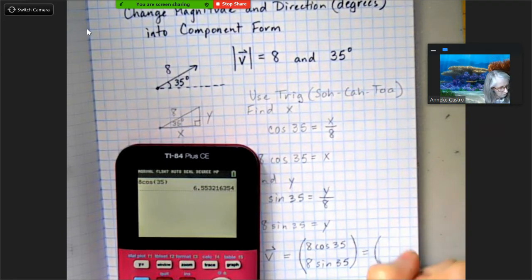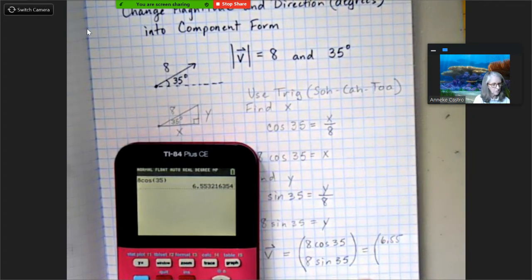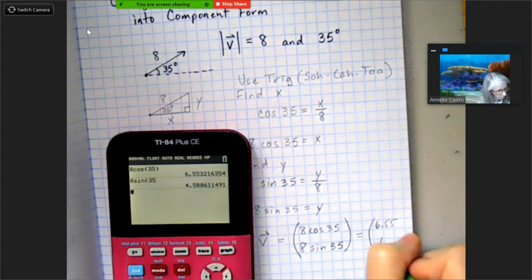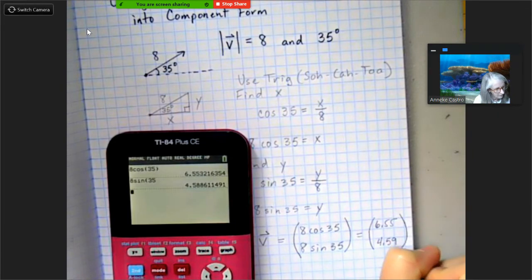So my component form would be 6.55. Notice I have to round it off to 3 significant figures. So if I want an exact answer, I would just leave it like this, with the cosine and sine intact. Okay, and then the other one is 8 times sine of 35. And we get 4.59. Okay, and there it is.